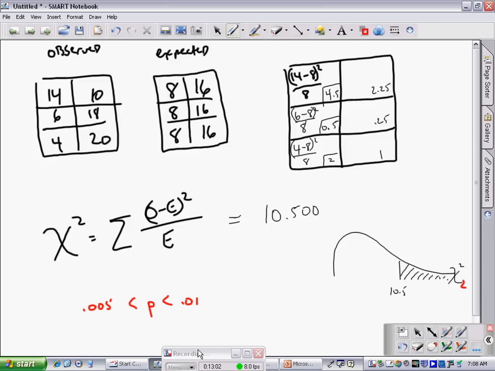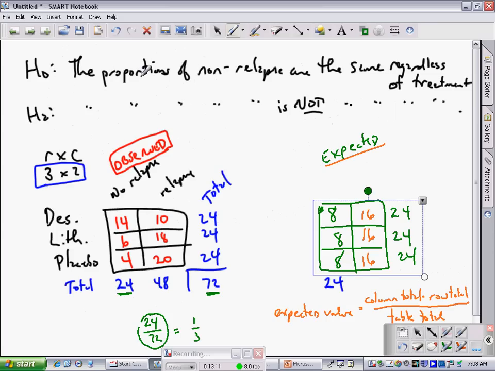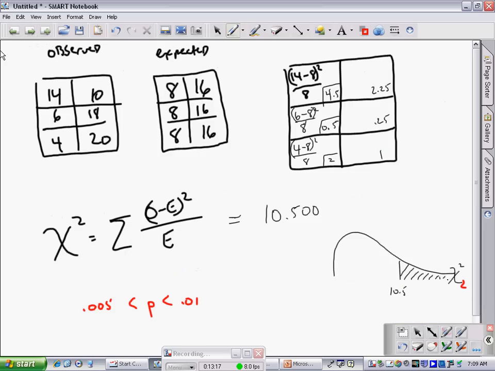Finally, write your conclusion. With such a small p-value, I have enough evidence to reject H0 in favor of HA. I decide that the proportions of non-relapse are not the same regardless of treatment. Then you go back like we did before and you look in this table and you ask yourself, which one contributed the most to the chi-squared test statistic? Clearly it's here. So this cell is where the biggest difference was.